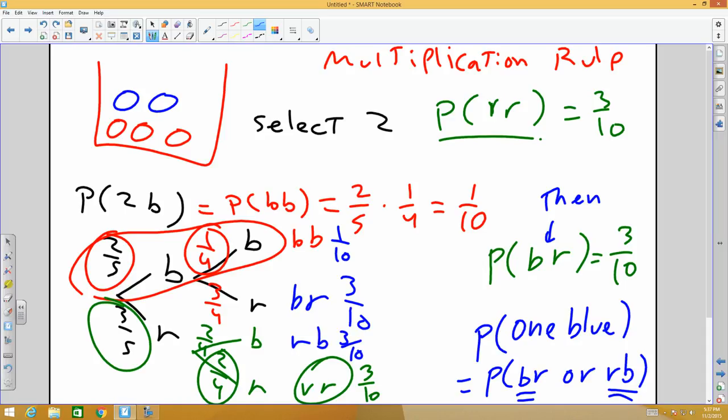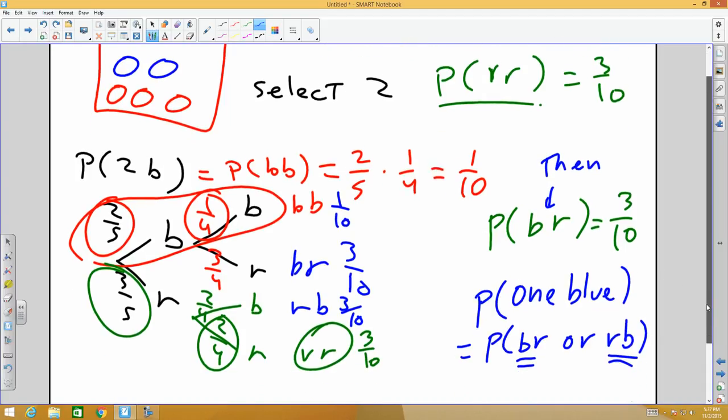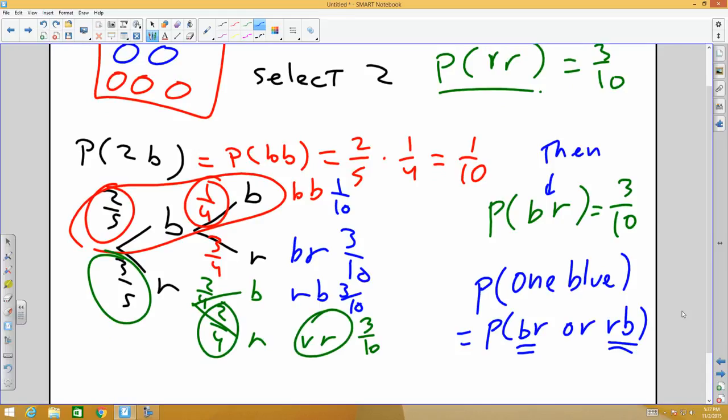So now I need both. What do I do with both? Each one is 3/10. I add them, because OR means union. So the answer will be 3/10 plus 3/10, which is 6/10. Now we started looking at questions that require more than one outcome, and you need the multiplication rule to calculate each outcome. Then after you calculate each outcome's probability, add them.